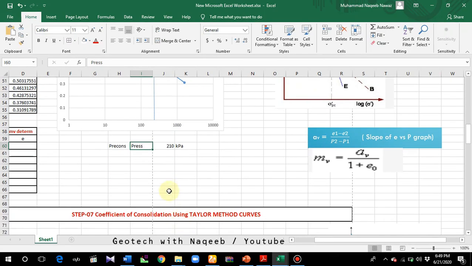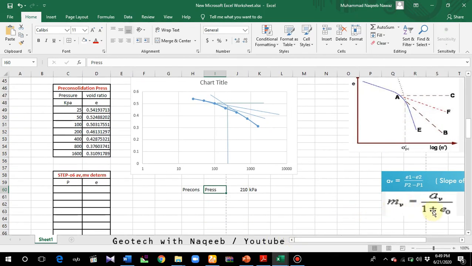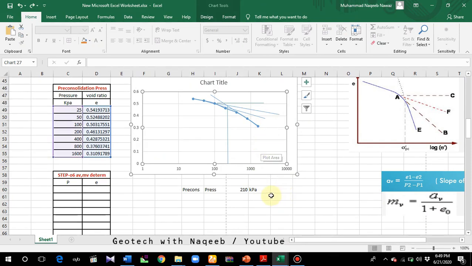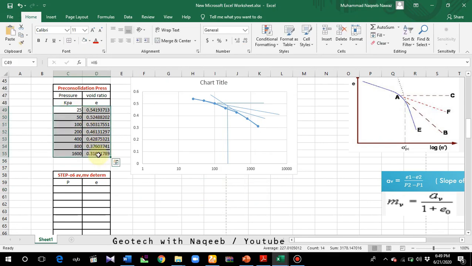Now the next step is to find out a sub v and m sub v. a sub v is the coefficient of compressibility. So how do we find this? Let me raise this graph to have sufficient space to work on it. Again, the same thing will be copied. I will copy this, Control C and Control V. The same thing will be copied over here.